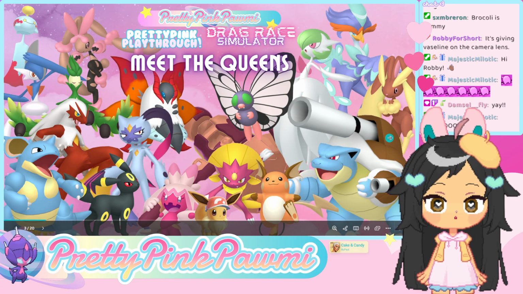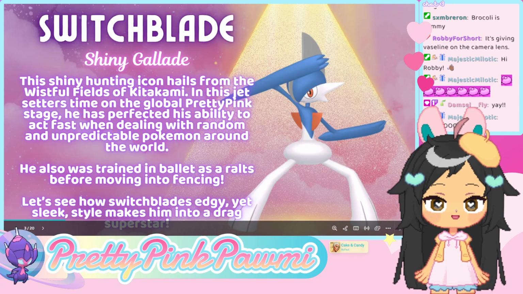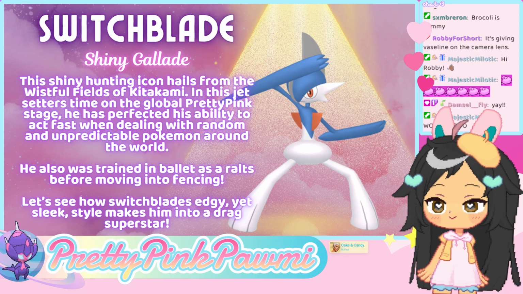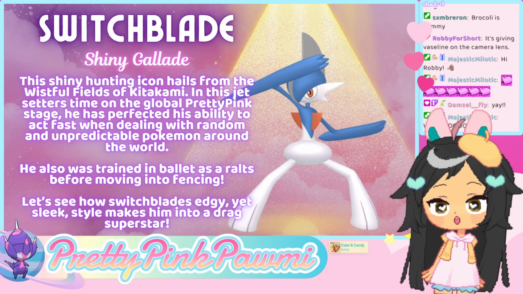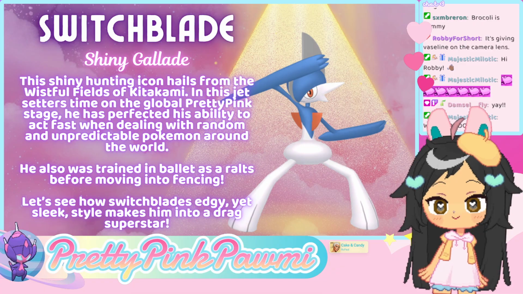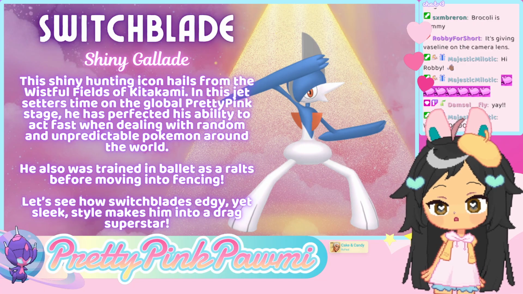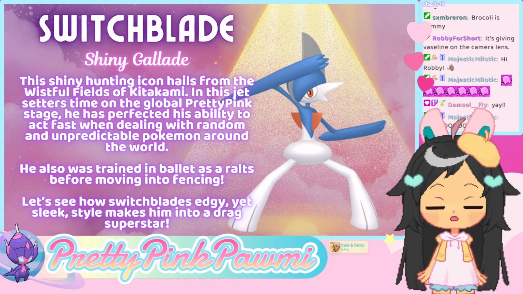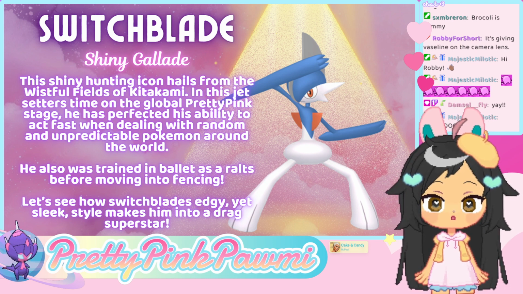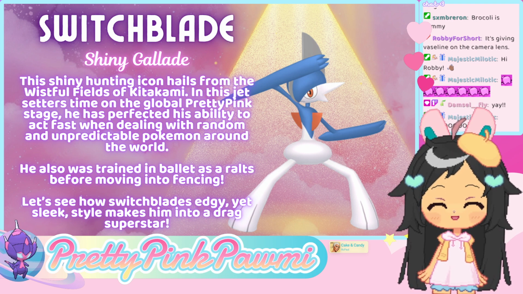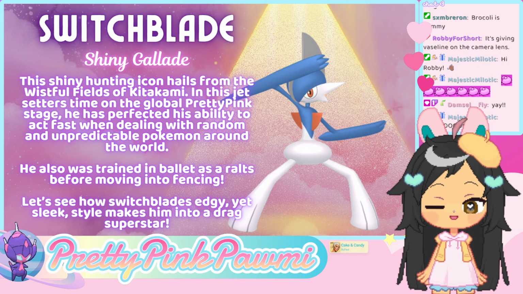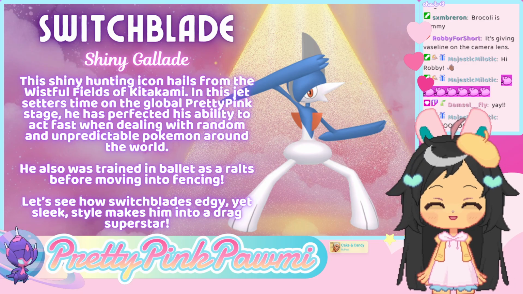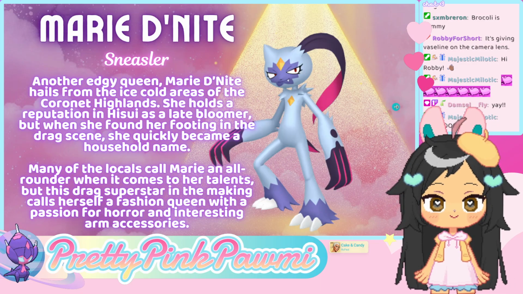So the first one that we're having up is actually Switchblade, the Shiny Gallade. And his bio says, this shiny hunting icon hails from the wistful fields of Kitakami. In this jet-setter's time on the global Pretty Pink stage, he has perfected his ability to act fast when dealing with random and unpredictable Pokemon around the world. He also was trained in ballet as a Ralts before moving into fencing. Let's see how Switchblade's edgy yet sleek style makes him into a drag superstar.